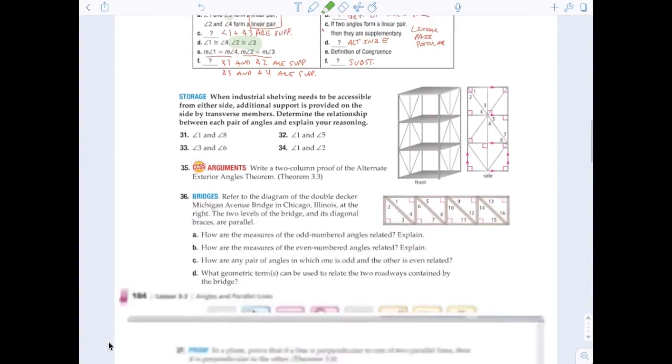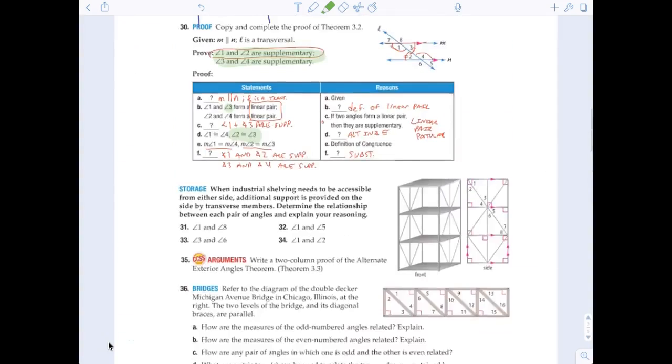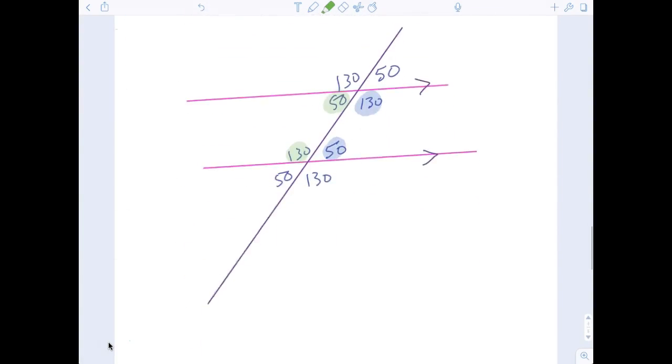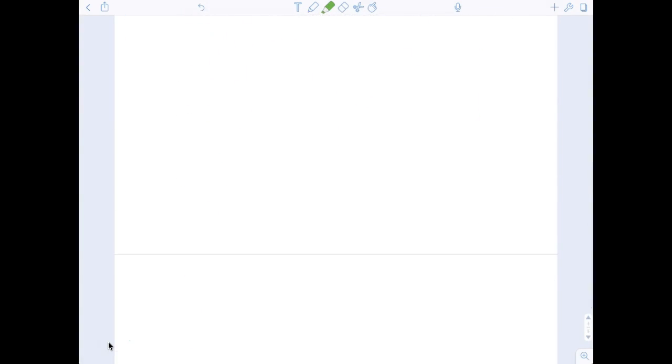So now what I want to do is go down and show you something. In this section, there is something called the corresponding angles. Corresponding angles are congruent. And that is a postulate because that's something you have to what?